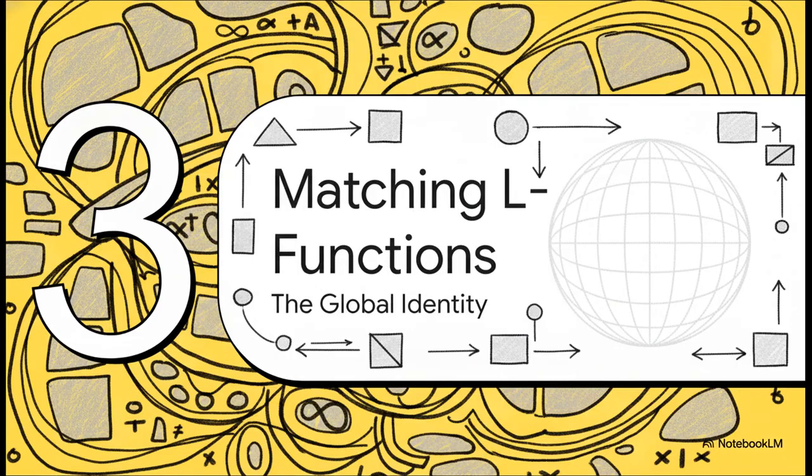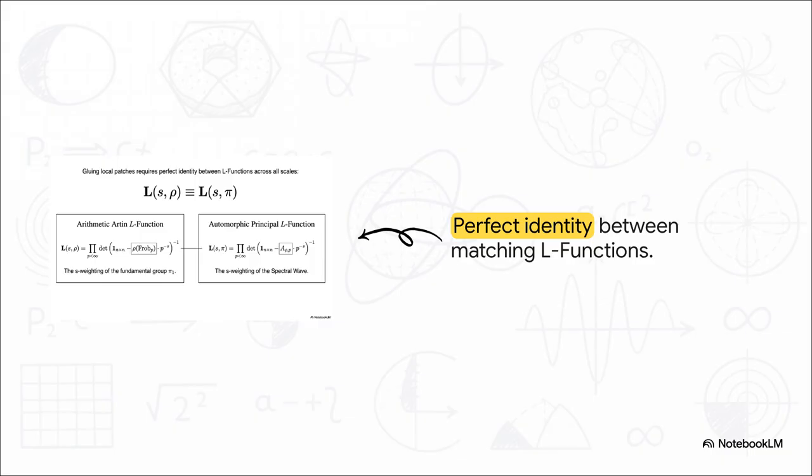Which brings us to section 3, matching the L-functions, or the global identity. Now, to glue these local patches together across all scales, we require absolute mathematical symmetry. Follow this equation with me, left to right. On the left, we have the arithmetic Artin L function, which is the S weighting of our fundamental group. On the right, the automorphic principal L function, which is the S weighting of the spectral wave. For this whole theory to hold water, these two have to be perfectly identical. The arithmetic invariance must mirror the spectral invariance flawlessly, no exceptions.